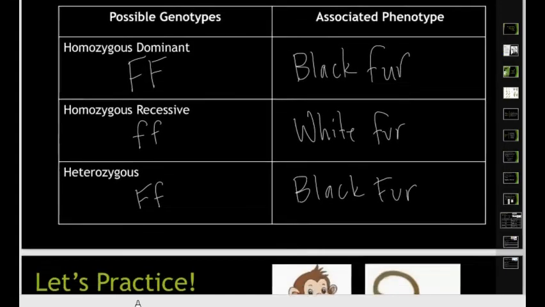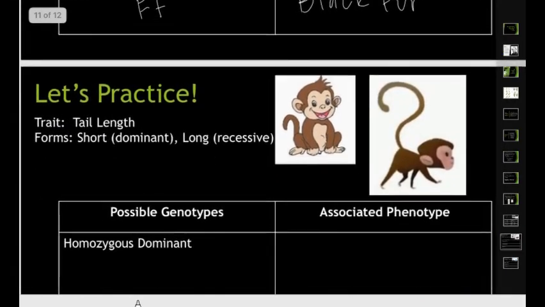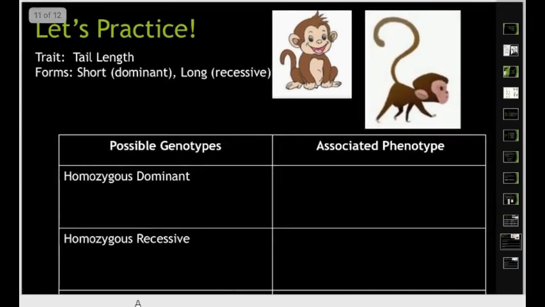Let's look at another example. In this example, we have monkeys, and the trait that we're going to be looking at is tail length. So I've decided that I'm going to use the letter T to represent the trait of tail length. The dominant form is going to be short tails, which is represented with a capital T, and the recessive form is a long tail, which is represented with a lowercase t.